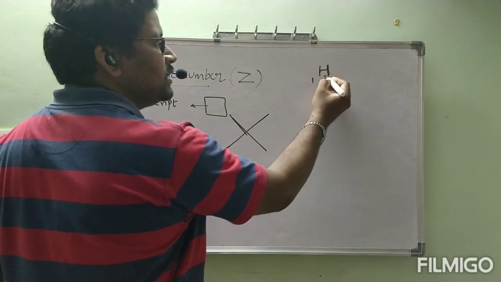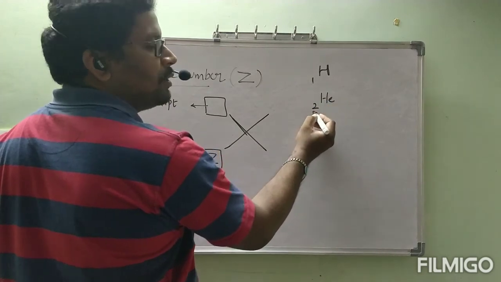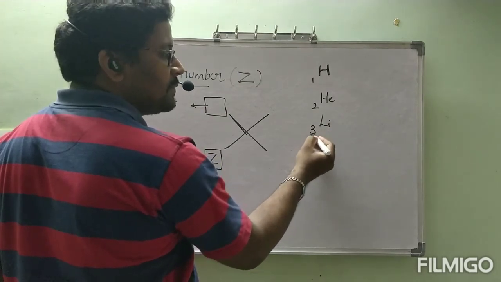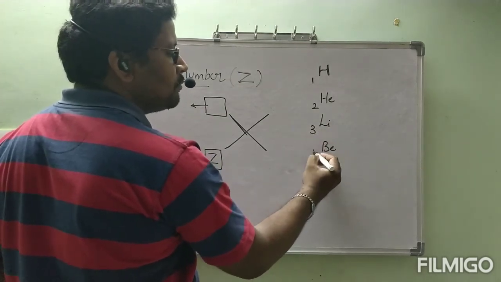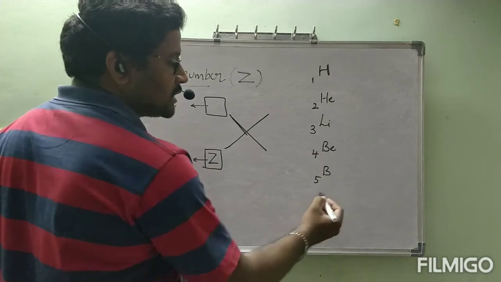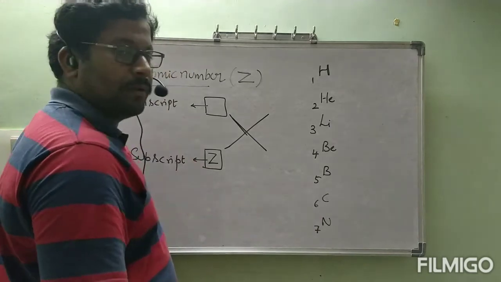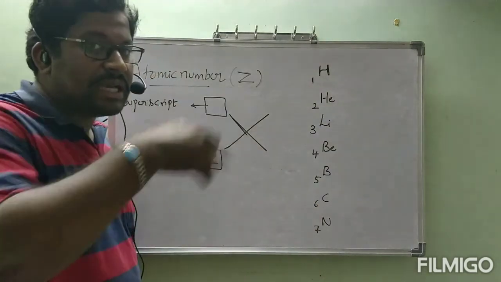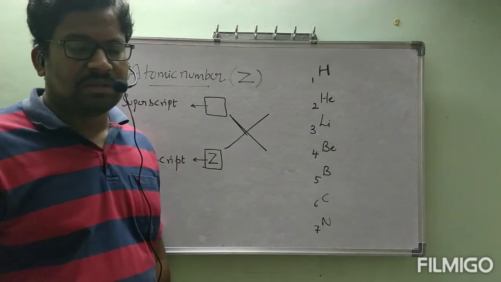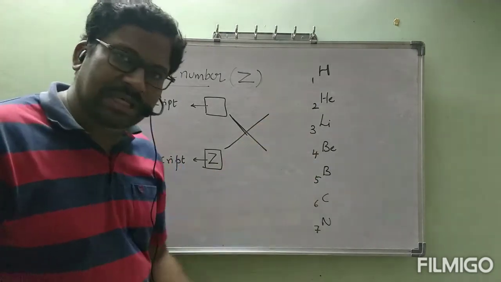H1. This is the symbol of hydrogen, 1 is the atomic number. He2, helium atomic number. Next, lithium 3, beryllium 4, boron 5. Next, carbon 6, nitrogen 7. Like that, continuation. We wrote serial numbers like that earlier, before the mole concept, when we wrote 30 elements. The order in which we wrote them is nothing but the order of atomic numbers.